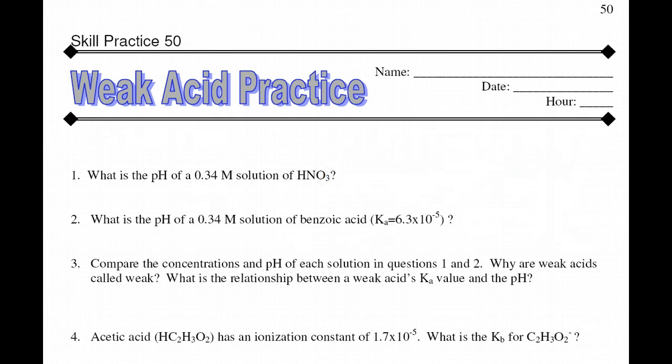For number 2, you would set it up in the exact same way. You're just going to use the Ka value that they already give you for benzoic acid, as opposed to the one in the back of the sheet. What you should get for the pH is 2.33, and you're doing it the exact same way as number 1.